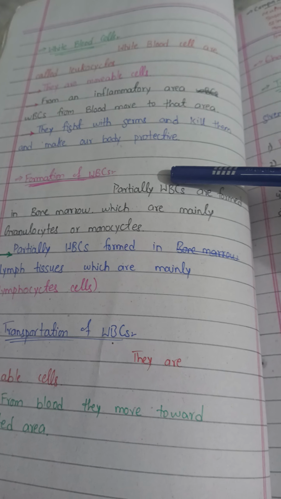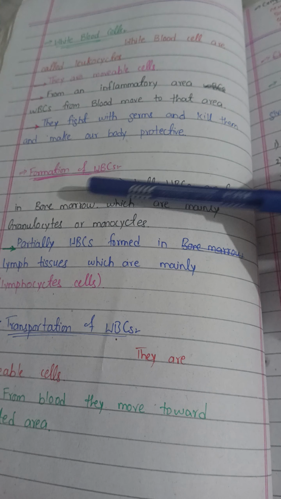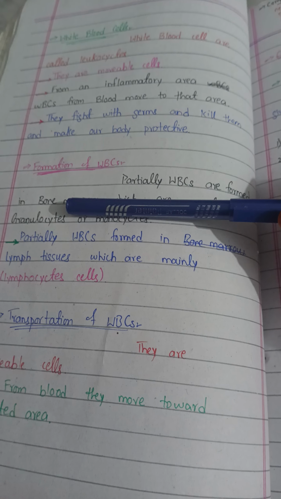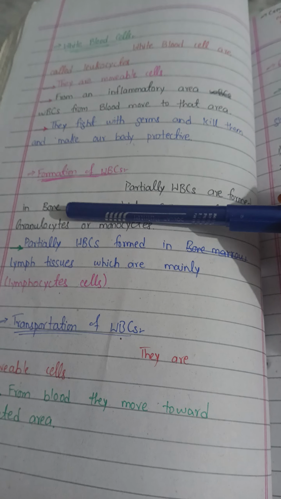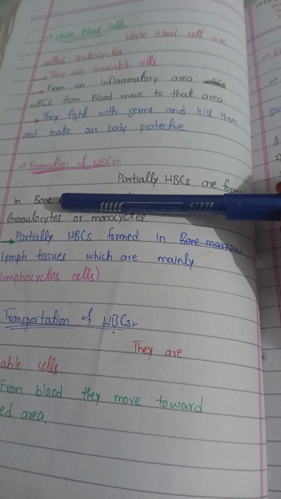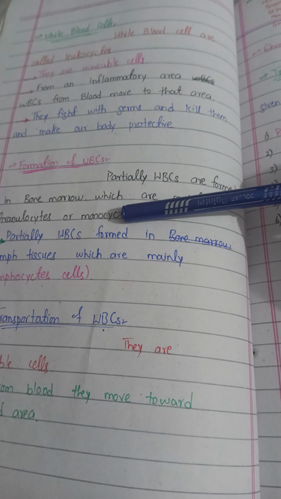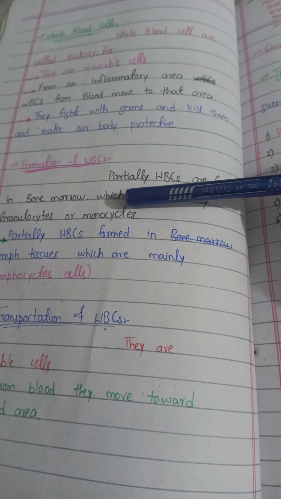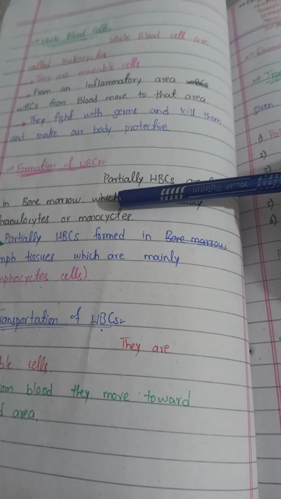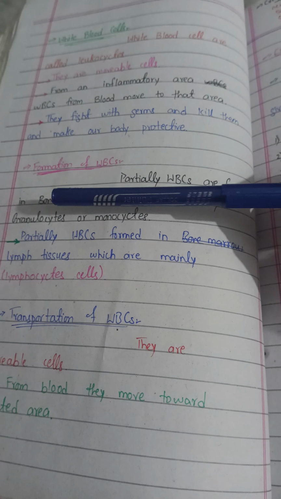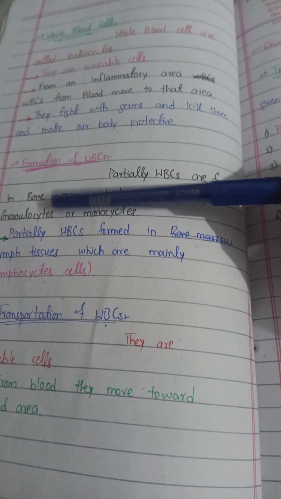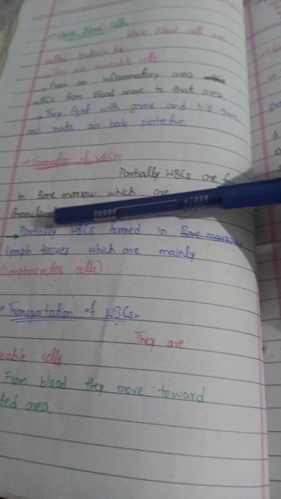Now, the white blood cells which are formed in bone marrow are mostly granulocytes and monocytes. Granulocyte cells are mostly neutrophils, basophils, and eosinophils, while the monocyte cells are agranulocytes because they have no granular appearance in them. The granulocyte cells have a granular-like appearance in them.